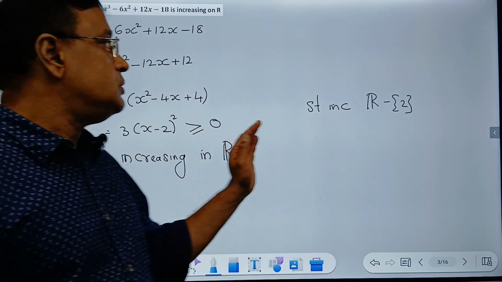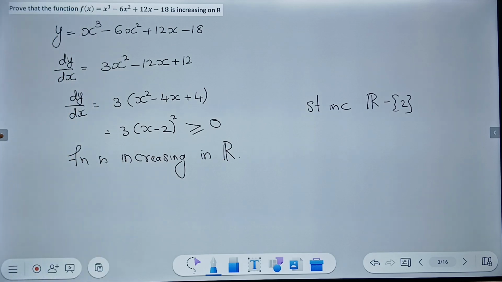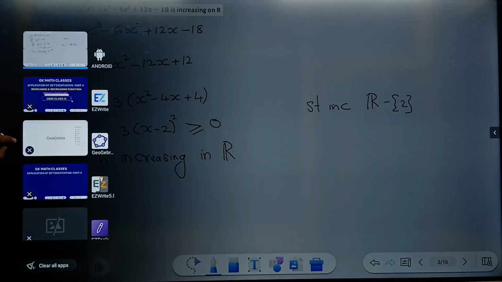Now let's try to solve this problem using GeoGebra also. Just let's have a look at it. Okay, and the next question.